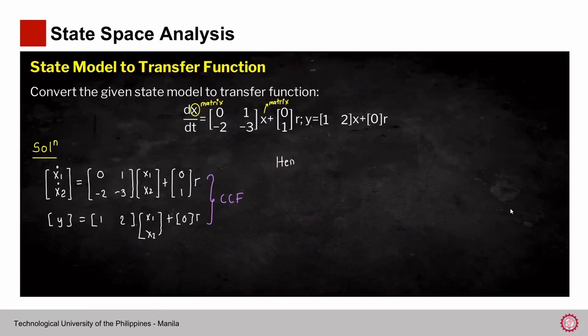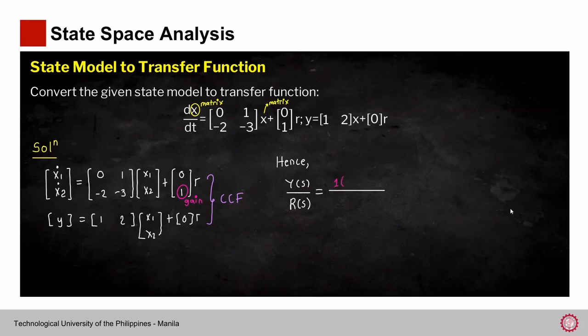Since it is CCF, our output is Y, so you have Y of S, and the input is R, so you have over R of S, equal. As we can see here, first, we can write the gain. In the CCF, this is the gain. This is the gain of our CCF. So, you can just write 1 here.